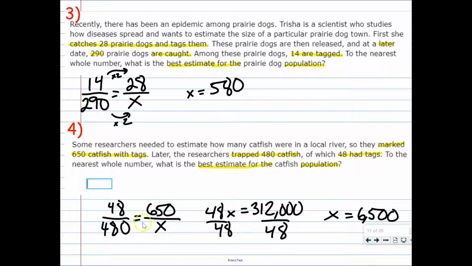Okay, so if I cross multiply, I get 48x. I multiply that, I get 312,000. And then I divide by 48 on both sides, and lo and behold, I get x equals 6,500. So that means there's 6,500 catfish in that river, approximately. So pause and copy this part down if you need to.